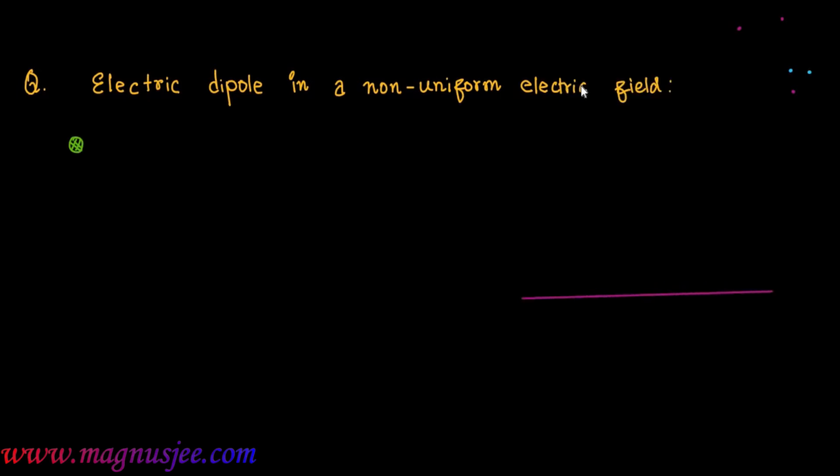Electric dipole in a non-uniform electric field. We can draw a diagram of a dipole in a non-uniform electric field. This is the direction of the non-uniform electric field.